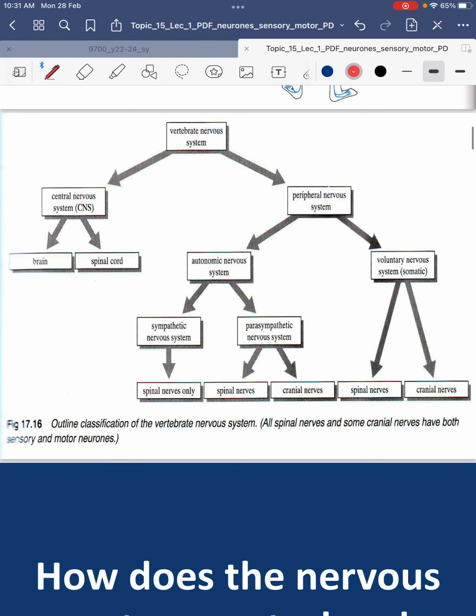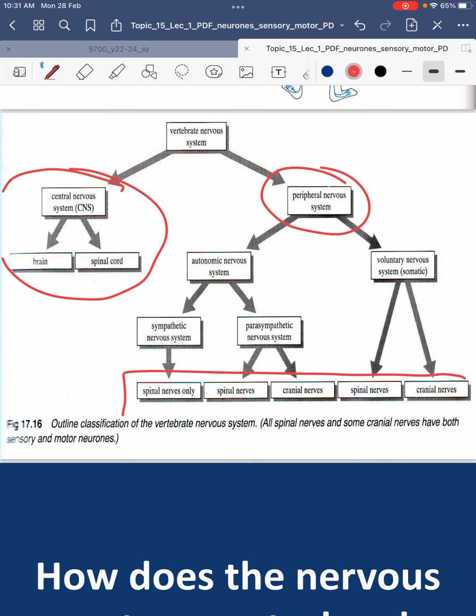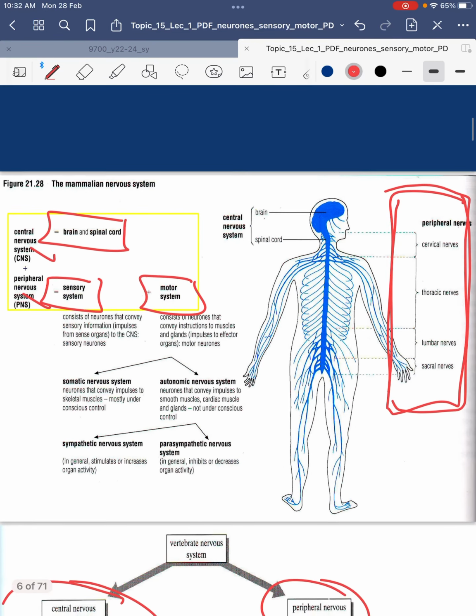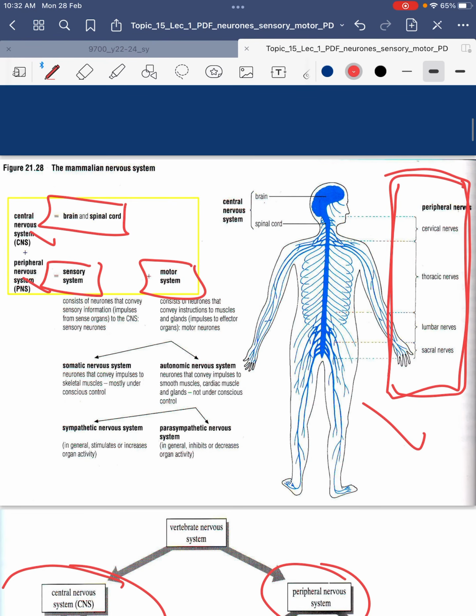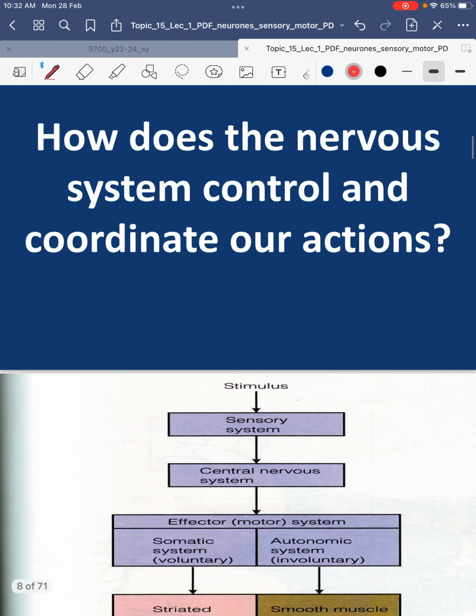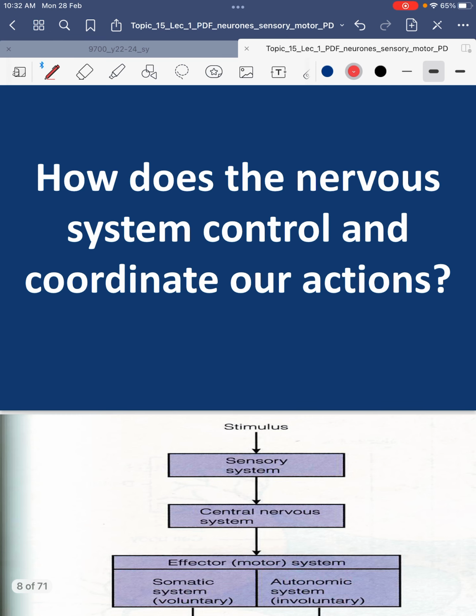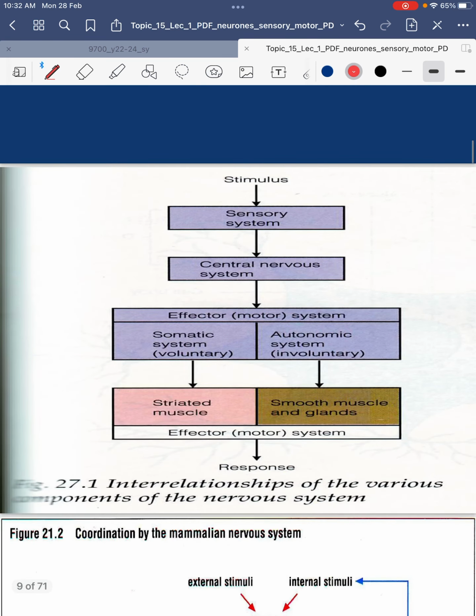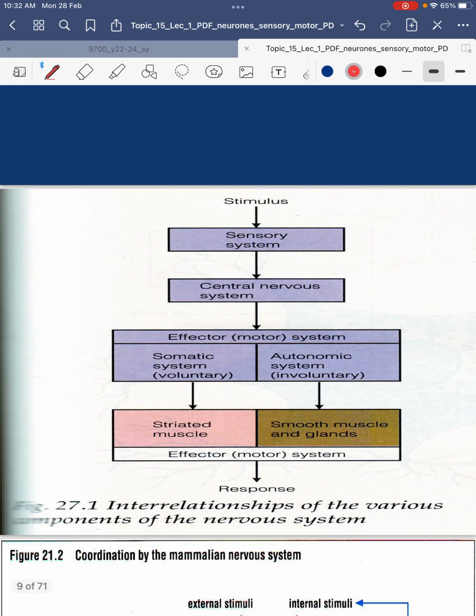As you can see here, central nervous system, peripheral nervous system. Regardless of these names, basically they are made up of these nerves: spinal, cranial. This is from an old textbook, but this is the latest one: cervical, thoracic, lumbar, and sacral. How does the nervous system control and coordinate our actions? It's very much like the principles of homeostasis.